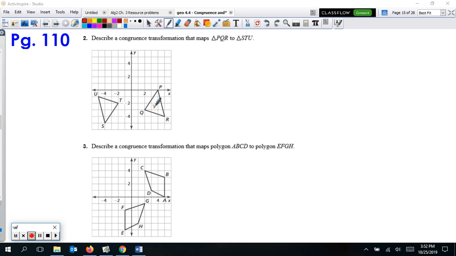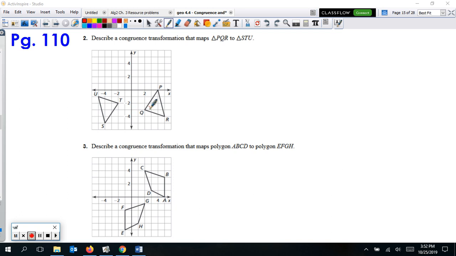And it could be more than just one. It could also be a composition of rigid motions. So it could be a translation and a reflection, or a translation and a rotation. It could be more than one, and we're going to see that it is more than one on these ones. And there's also more than one way to state the answer. So you can do more than one way to get from one figure to the other figure.